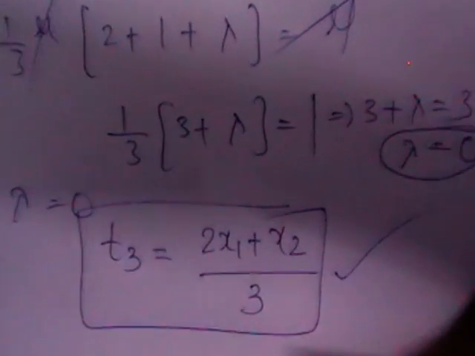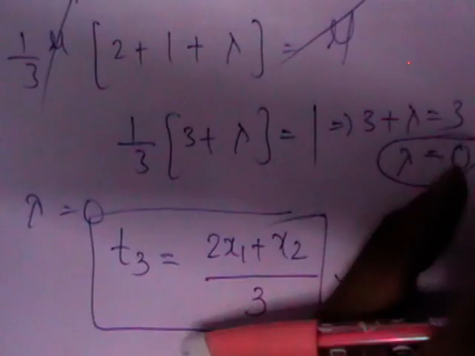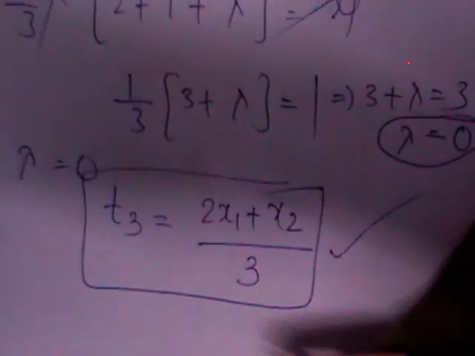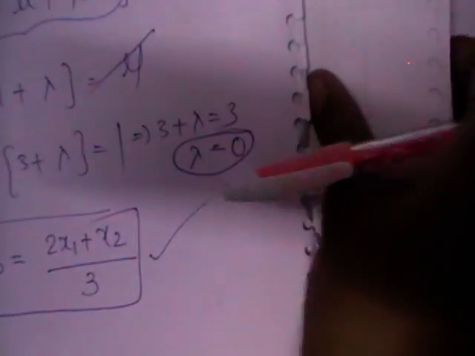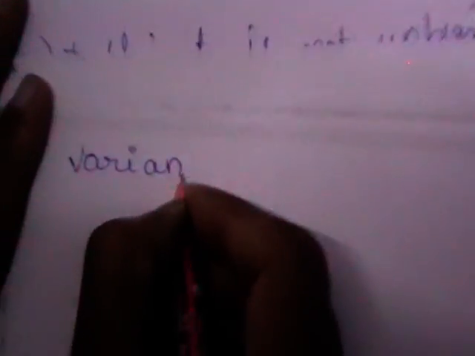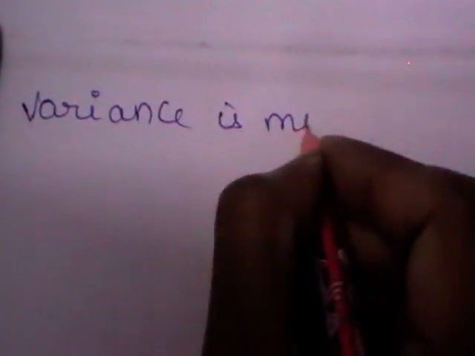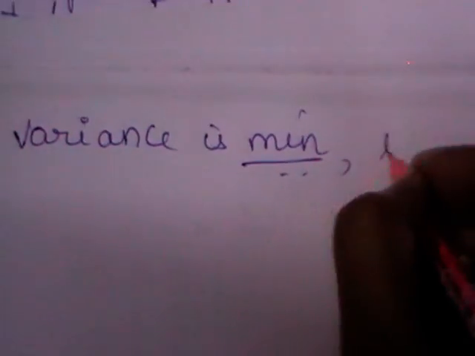So you have calculated lambda. One more bit is left, that is, find the most efficient estimator from these three. When do you say an estimator is a most efficient estimator? Whenever its variance is minimum. Okay, whenever the variance is minimum, we call the estimator an efficient estimator.